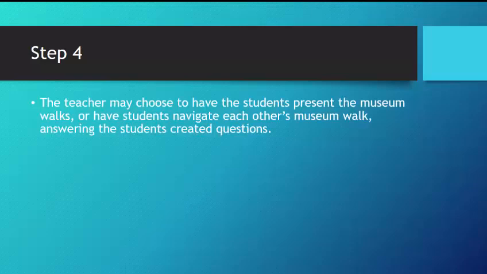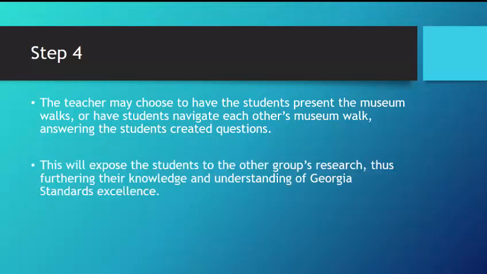In step 4, the teacher may choose to have the students present the museum walk or have students navigate each other's museum walk answering the students' created questions. This will expose the students to the other groups' research, thus furthering their knowledge and understanding of the Georgia Standard of Excellence, which is required in this activity. This activity, in its entirety, should take roughly 3 days to execute, given the traditional 50-60 minute class period. This concludes Module 3.